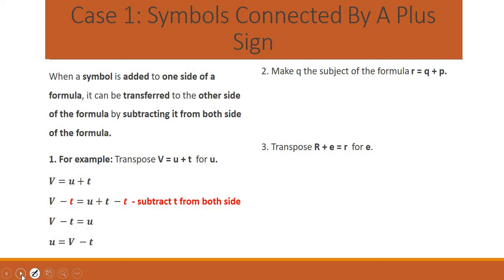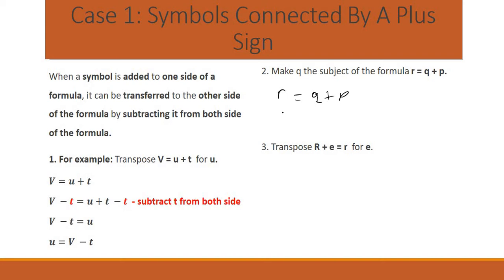Now I have 2 more examples and let's look at them really quick. So here, a second example says make Q the subject of the formula R equals Q plus P. So first thing, we write our question. And we know that R is equal to Q plus P, right? We look at what is happening to the Q, because Q is what we want to be the subject. So P is added to Q. So what we can do to transfer the P to the other side is to subtract P from both sides. Right? So we can subtract P.